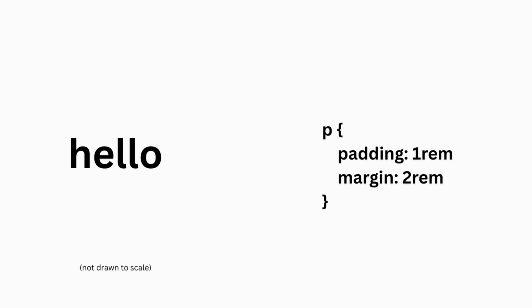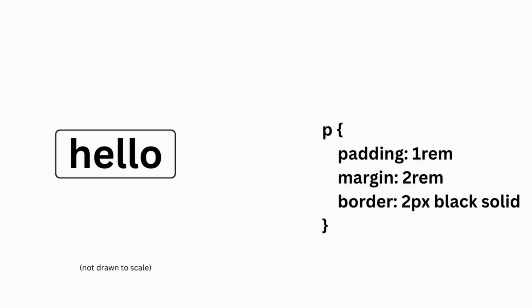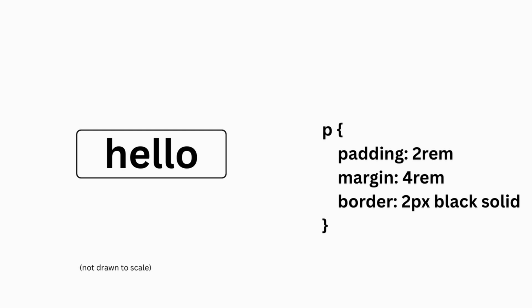But right now, you can't see the border, so I will add this style to display it. Now you can see it clearly. You can see the padding and you can see the margin. If you adjust the padding, the space between the border and the element itself will change. And if you adjust the margin, the space between the border and the other elements will change.